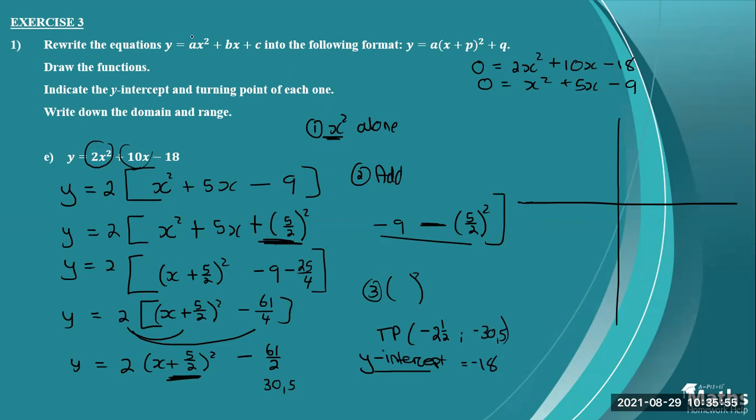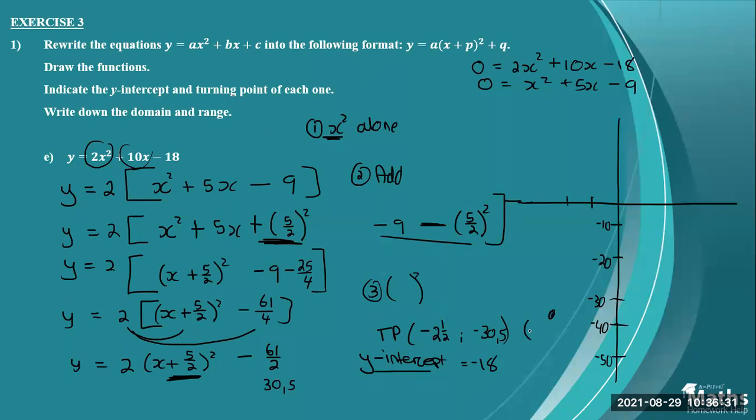So let's draw it. This is going to be a happy parabola, positive. So the turning point is going to be at negative 2, and let's just mark it down in 10s. So it would be negative 10, negative 20, negative 30, negative 40, negative 50. So the turning point is going to be at negative 2.5, so it's approximately there, and negative 30.5.